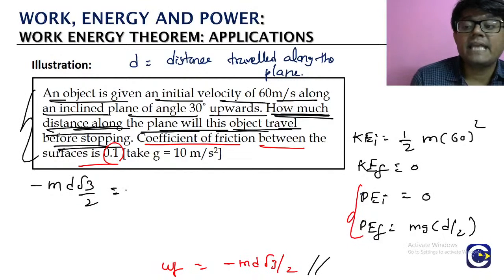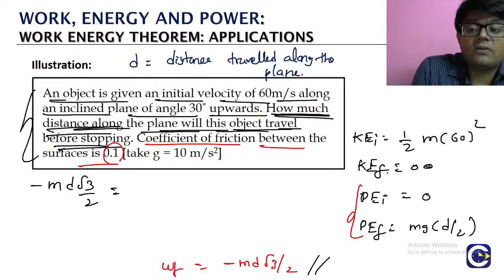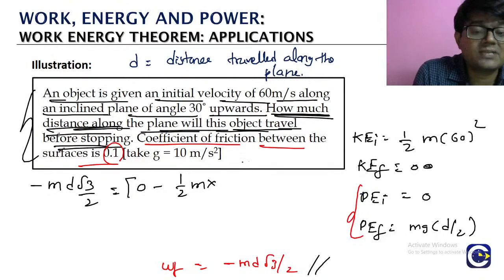That is equal to the change in kinetic energy. Look, change in kinetic energy means the final value 0, minus the initial value, which is half m into 60 square. 60 square, so now what is it?